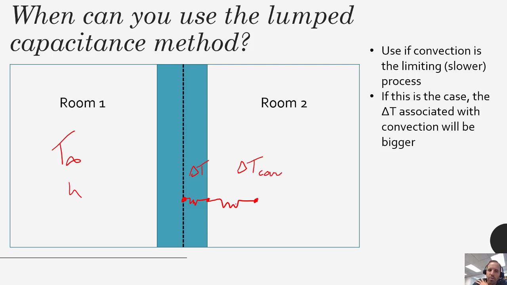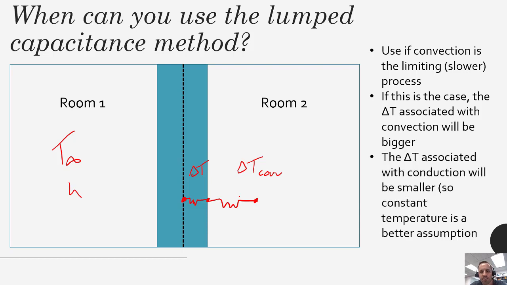because this convection has the higher thermal resistance. And by comparison, the delta T associated with conduction will be smaller because that's coupled with the smaller thermal resistance of conduction. So if the delta T here is smaller, then that implies that perhaps you could get away with a lumped capacitance approximation, assuming that temperature is uniform.